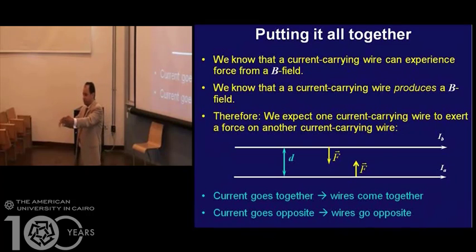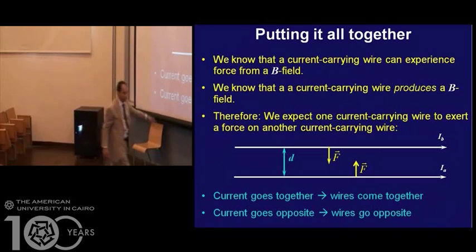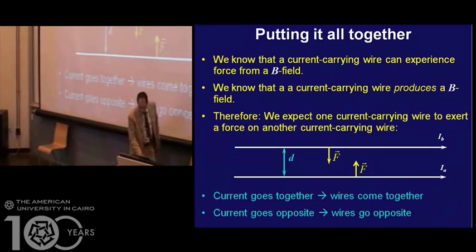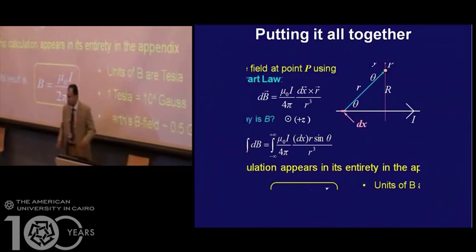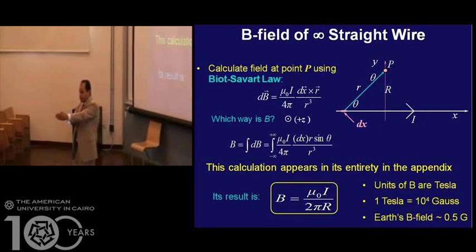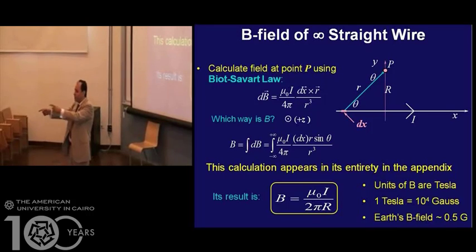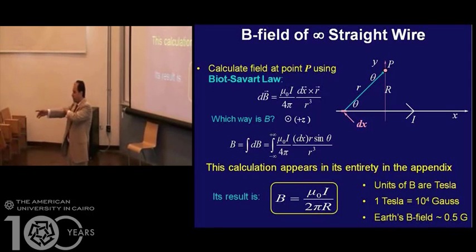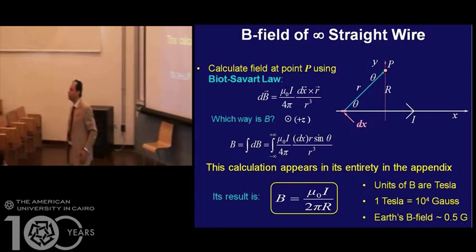Magnitude and direction. The magnitude is mu 0 over 2 pi r. This is the magnitude. So at that wire, the magnetic field from wire number 1 is mu 0 times that current, I1, divided by 2 pi times that distance, r. This is the magnitude.